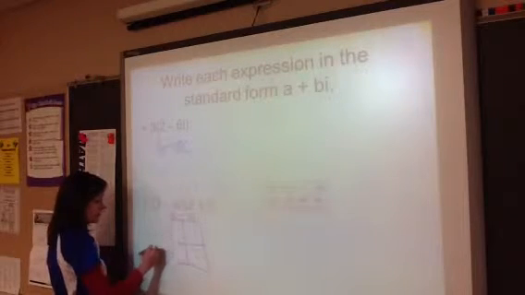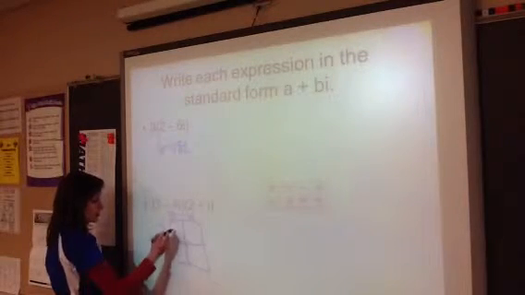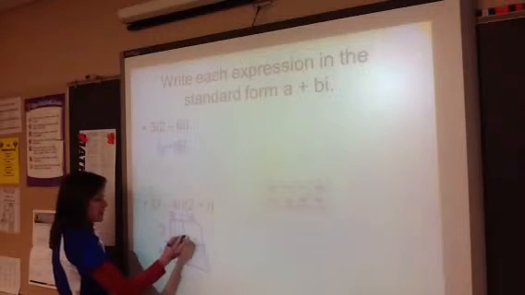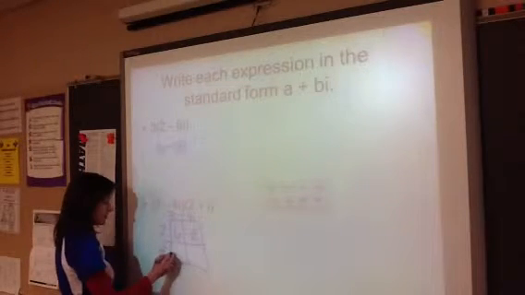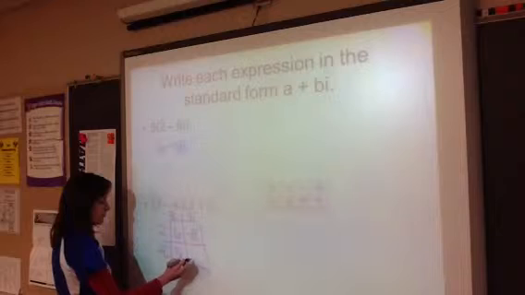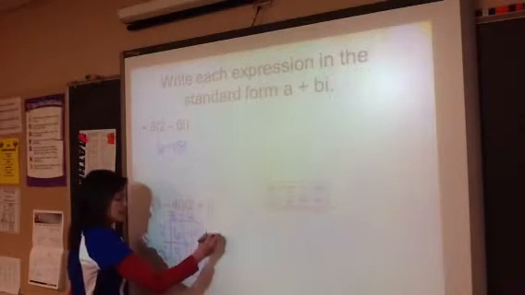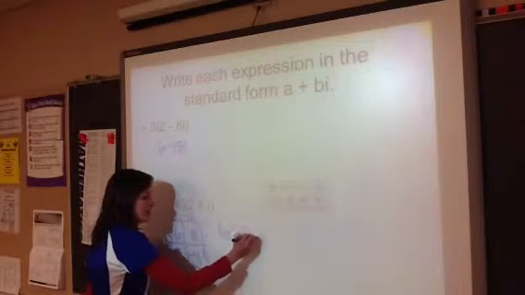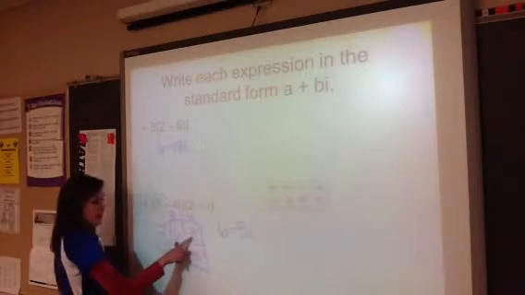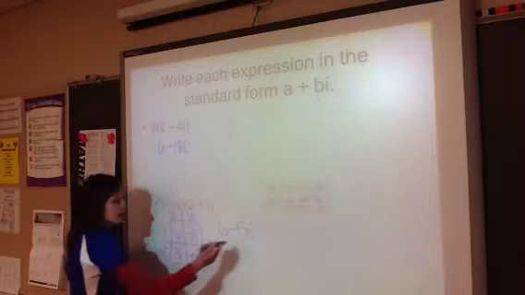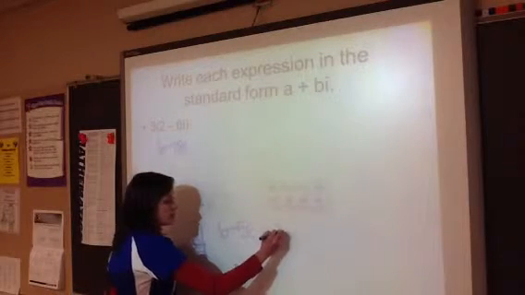Here, if we do an area model, 3 minus 4i and 2 plus i. First box, we get 6. Second box, we get negative 8i. Third box, 3i. Fourth box, negative 4i squared. So we end up getting 6 minus 5i. And you might ask, how did I get the 5i, the negative 8i, and the positive 3i, minus 4i squared?